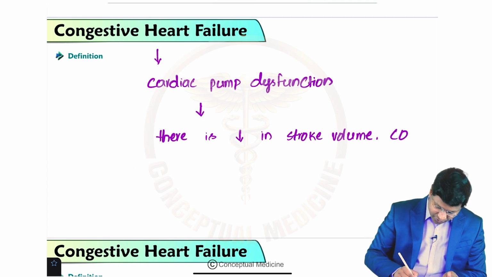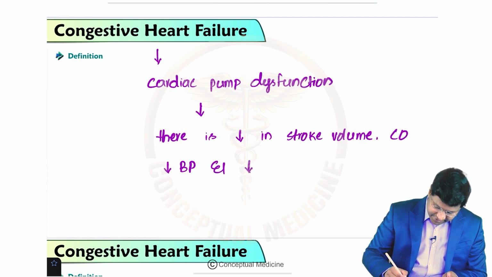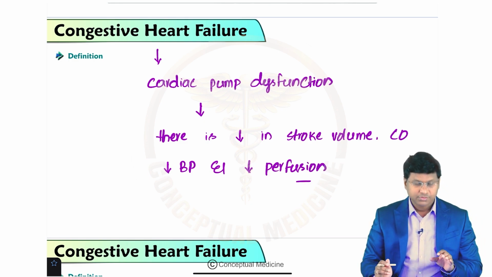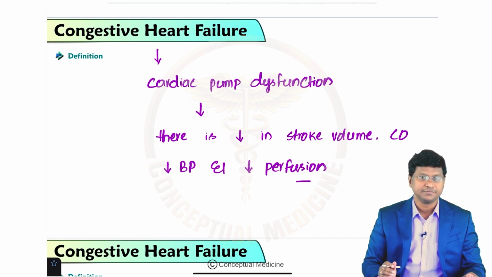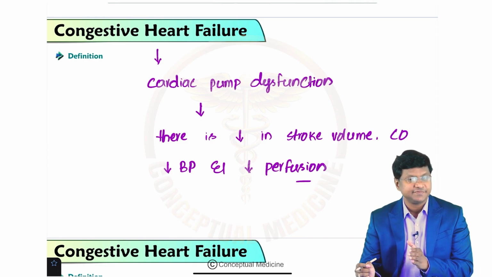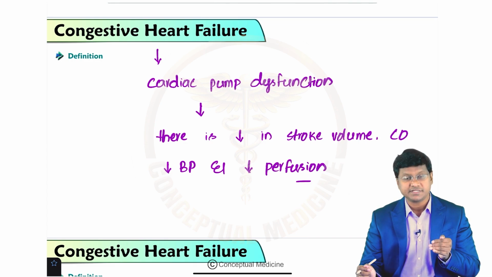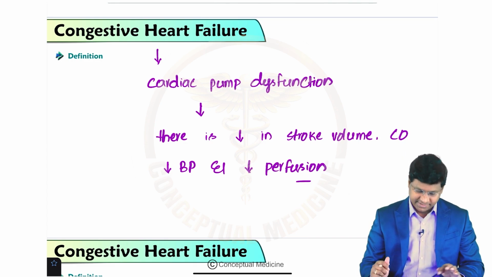And as the cardiac output is decreased, there will also be a decrease in the blood pressure of the individual, and there will be a decrease in the perfusion to the organs. So this is the exact definition of congestive heart failure. Now, in patients with congestive heart failure, we classify them into stages, that is stage A, stage B, stage C and stage D heart failure. What is that? Let me discuss.